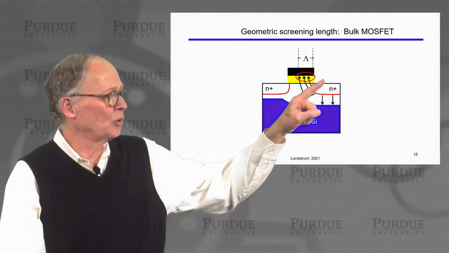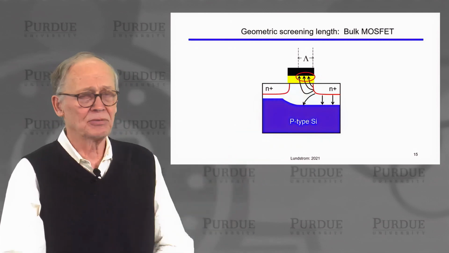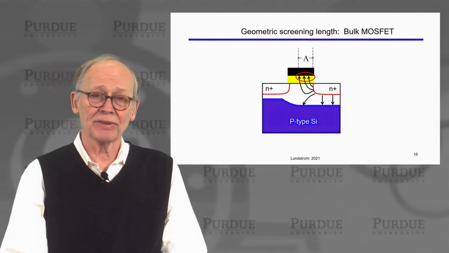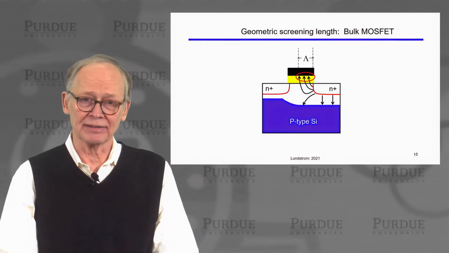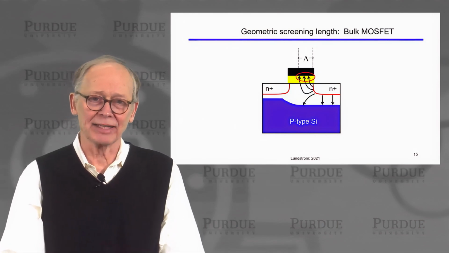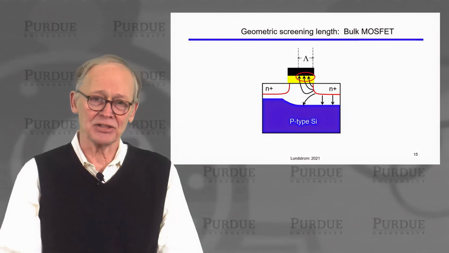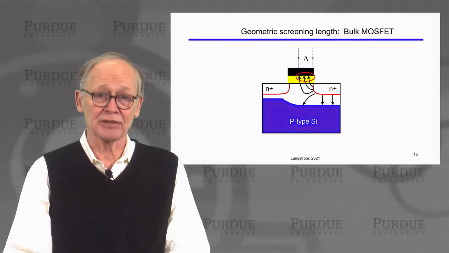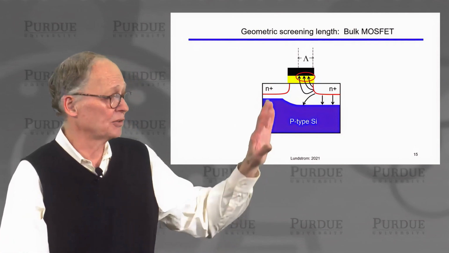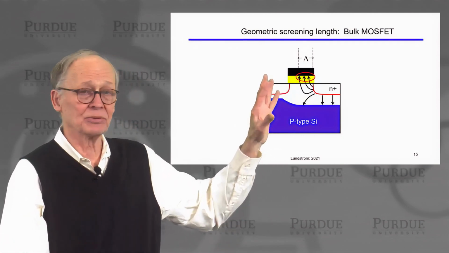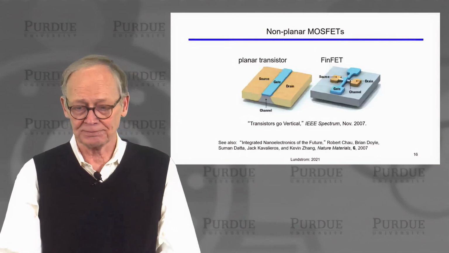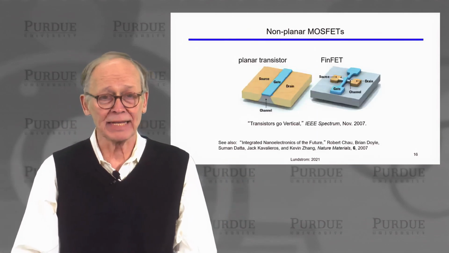The distance over which those electric field lines from the drain penetrate, we would call that a geometric screening length, something like a Debye length, but now it's determined by the geometry of the transistor. If we can make that geometric screening length short, we can make sure that the drain voltage does not influence what goes on at the source, and we have a well-designed transistor. How do people do that?